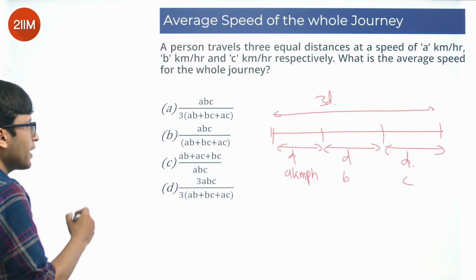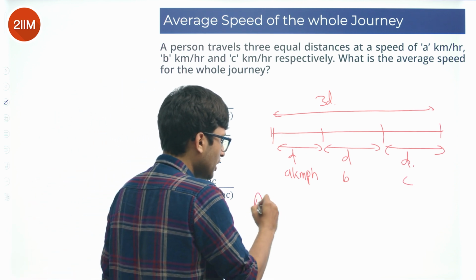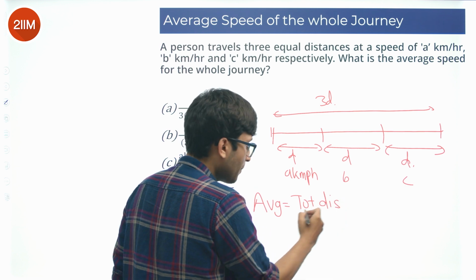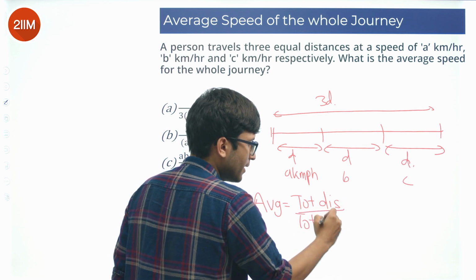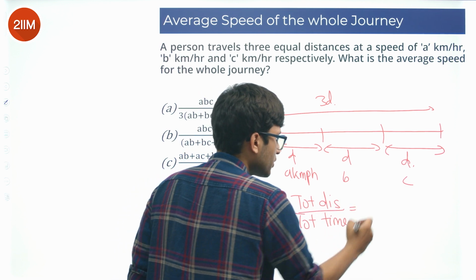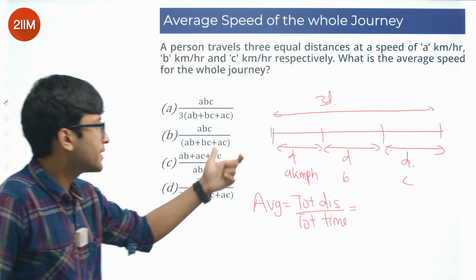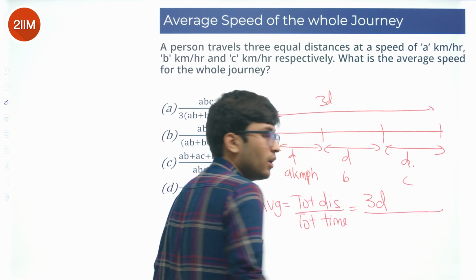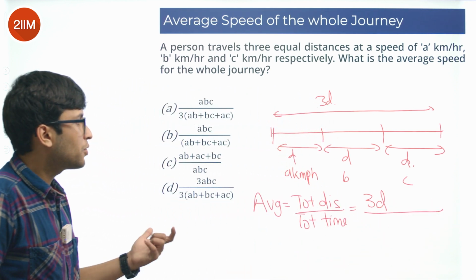I know the formula of average speed is total distance upon total time. This is my formula. First of all, total distance: I know the total distance is 3D, so the numerator is not an issue at all. The denominator, I need to find out total time.